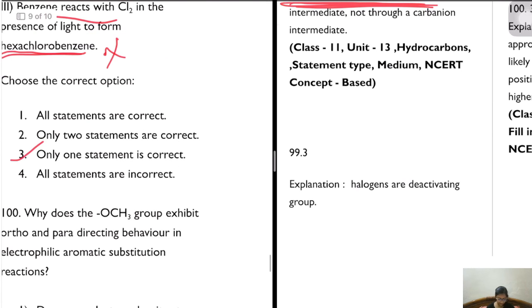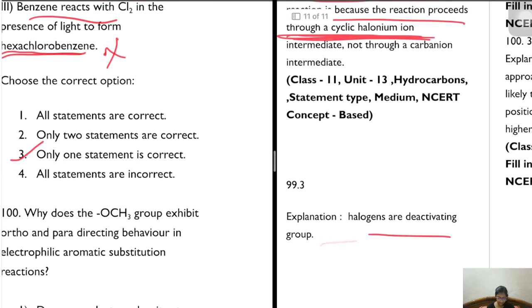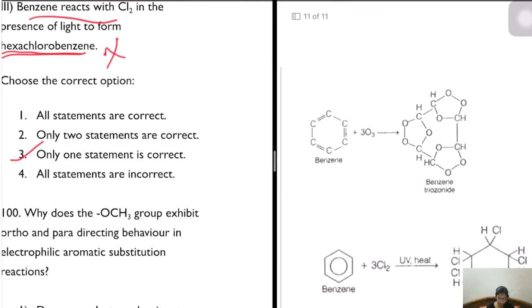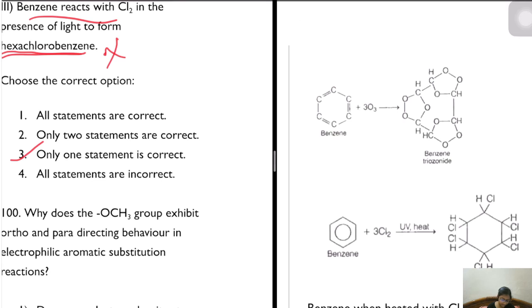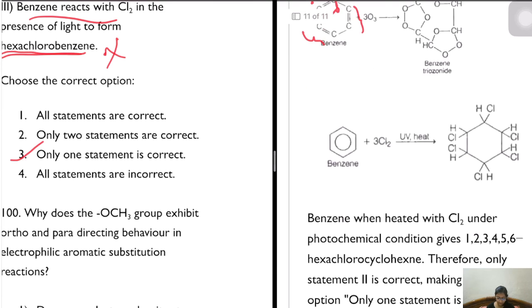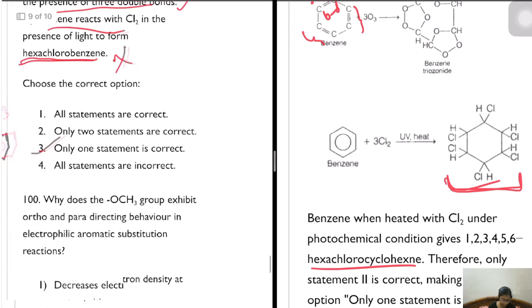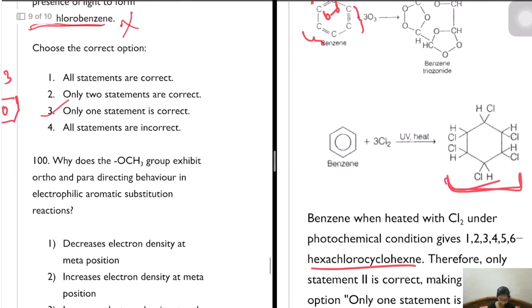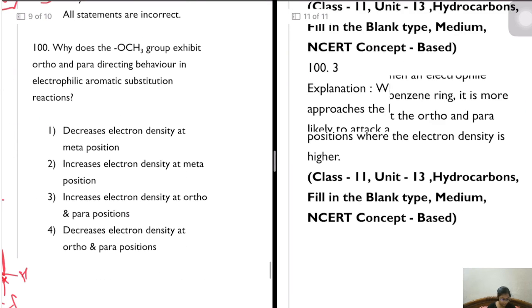So let's see the reactions now. Halogen groups are deactivating groups, and it will form this. Right? So similarly for all these. And here, what the product is, hexachlorocyclohexane. So only statement 2 is correct. Now let's see the next question.